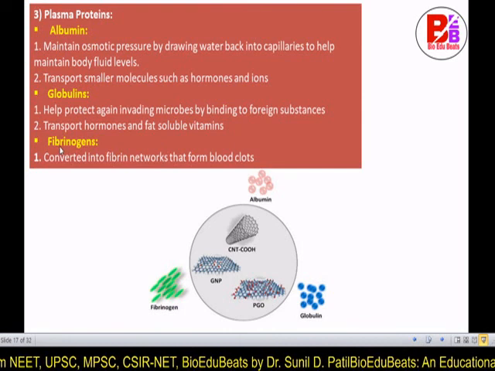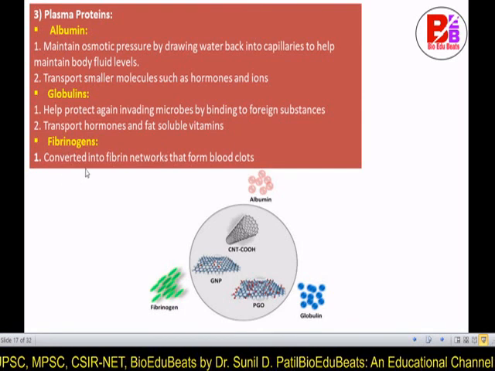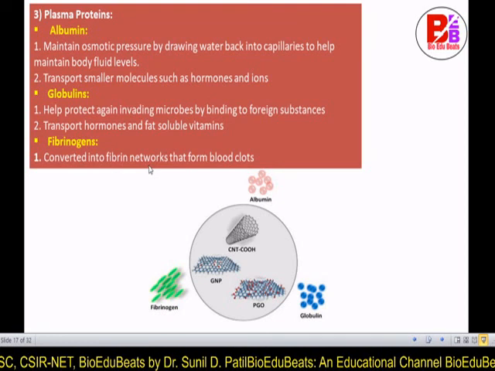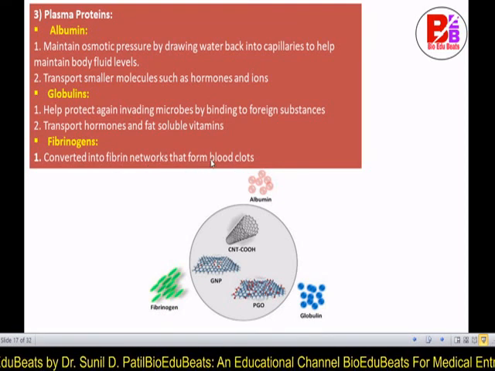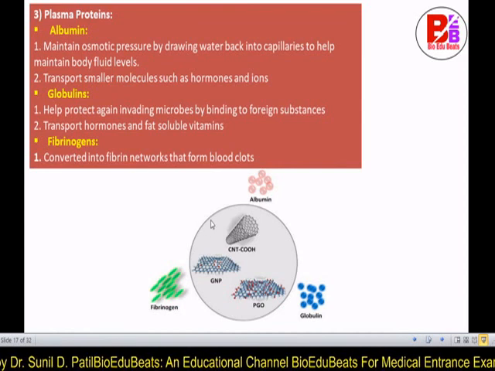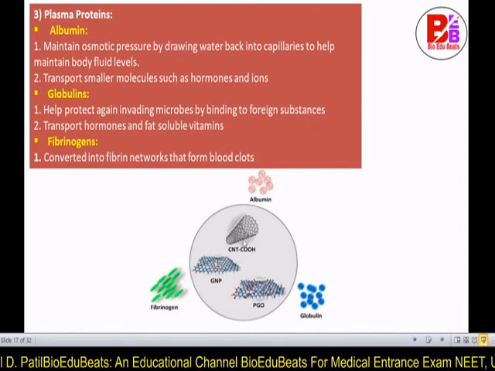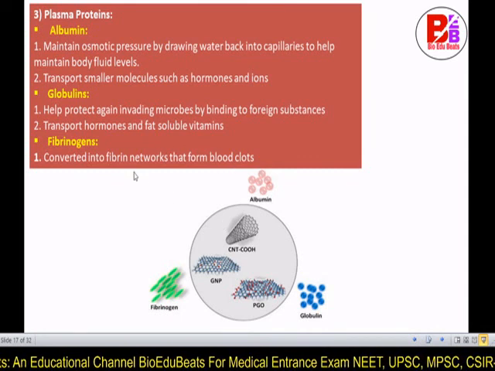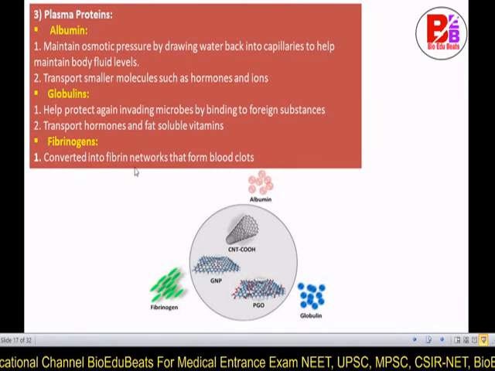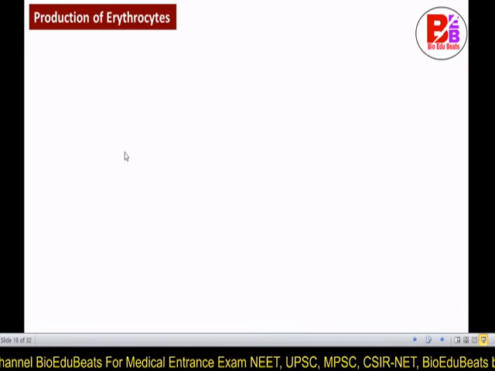And the third one is fibrinogen, a plasma protein converted into fibrin, and a fiber network or reticulum is formed that forms a blood clot. The blood cells entangle in that network and it forms the blood clotting. This is fibrinogen, albumin and globulin. We are going to see blood clotting in detail in the third video of the blood.